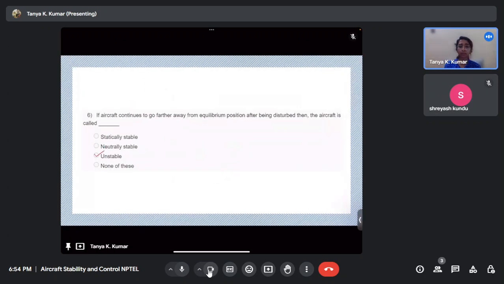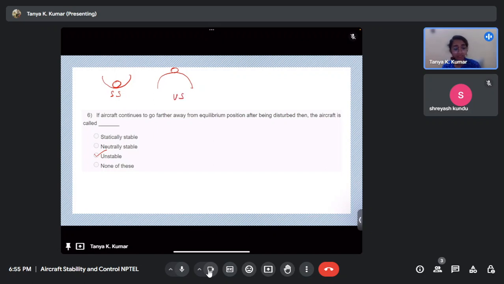So I think the example that was taken was of a ball in a bowl, right? So this is when you push the ball, it oscillates and comes back to its equilibrium position. So this is statically stable. Then you have an upturned bowl, and you put the ball there. And if you push the ball from its position, it goes further and further away from the equilibrium point.